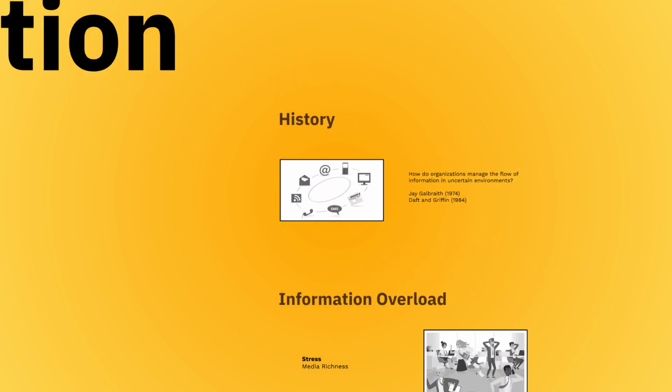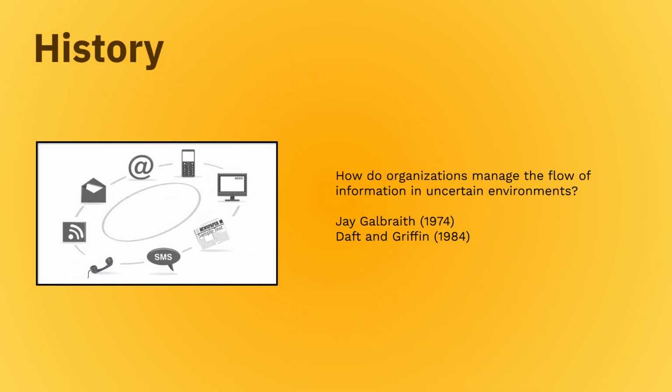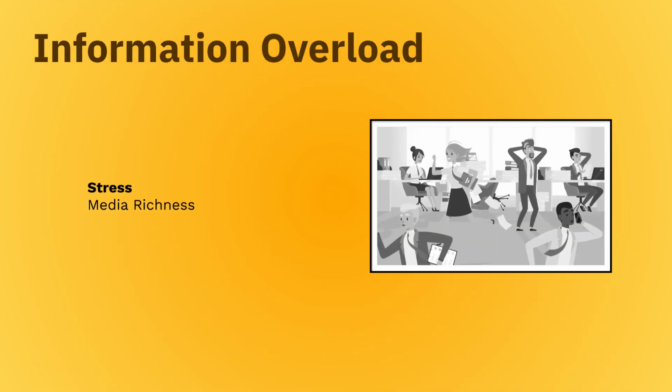So let's talk about a brief history of OIPT. OIPT was developed in the 1970s by Jay Galbraith and later expanded by many researchers like Daft and Griffin. OIPT helps explain how organizations manage information when facing uncertainty. If you've ever been swamped by extra work right before a major deadline, OIPT has answers for why that happens, and more importantly, how to keep your sanity through it all.